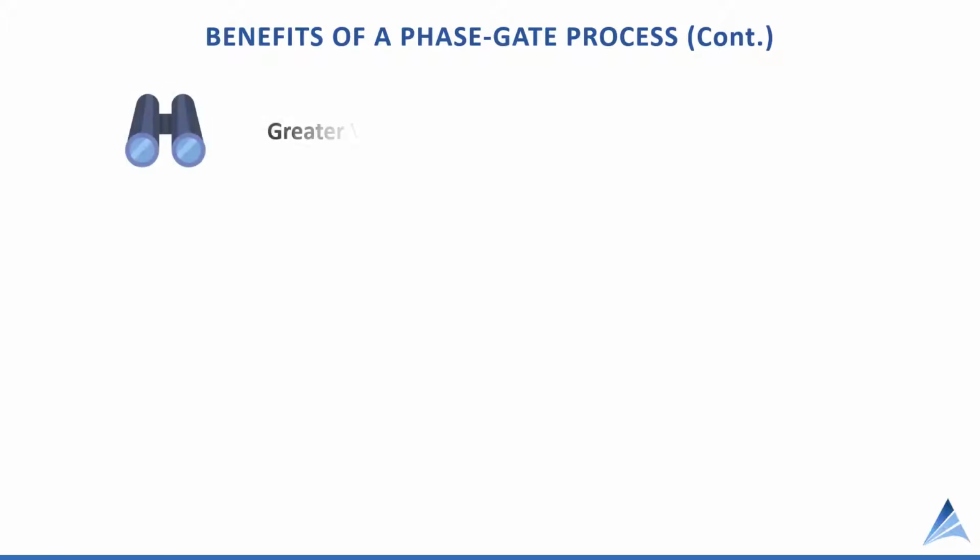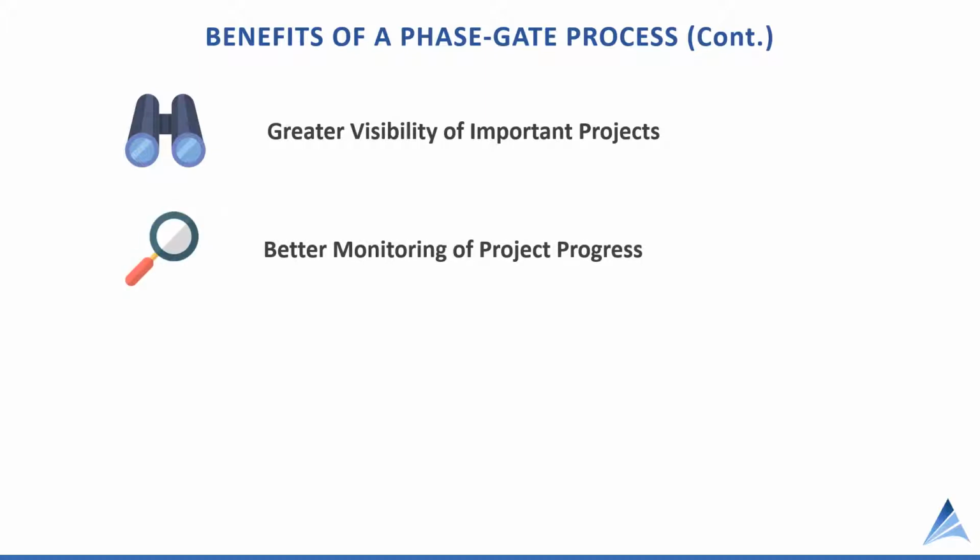Continuing, the phase gate process also provides greater visibility of those important projects. Projects cannot just go and hide or go into a black hole. They need to be reviewed periodically by the governance team. This results in better monitoring of project progress.